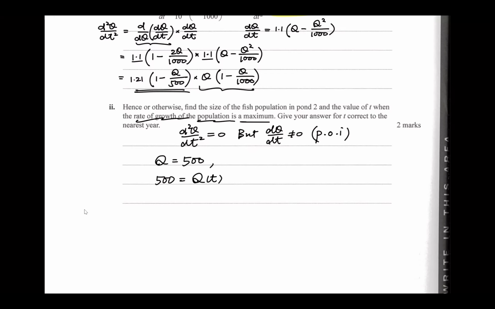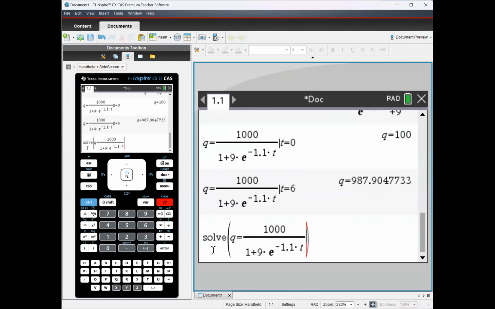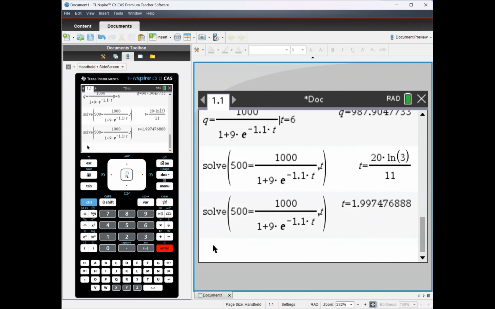Well, we have already used the expression for Q in terms of t, so we can just use our CAS calculator to see what's going on. All right, so we can use the solve button. Want to find t? Set that to 500. 20 natural log 3 over 11, but we want the t value correct to the nearest year, so Control Enter. 1.997476 something, very lucky number. But we just need to write t equals 2, the nearest 2 years, okay? All right.